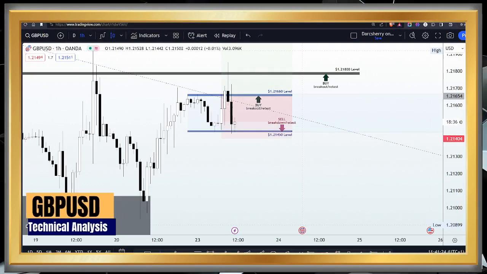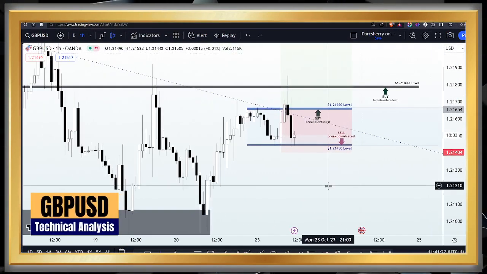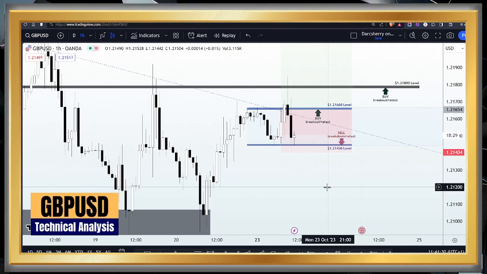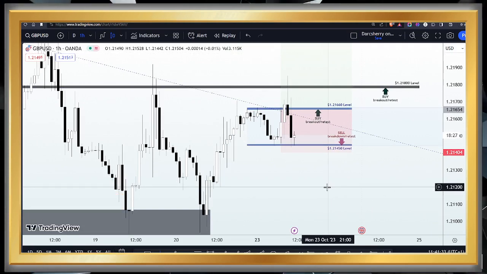So the next asset on our watch list for today is the GBPUSD, popularly known as the cable market. And in fact, I already had a buy position trigger this morning, but I'm currently running in a loss right now based on what is going on in the market.